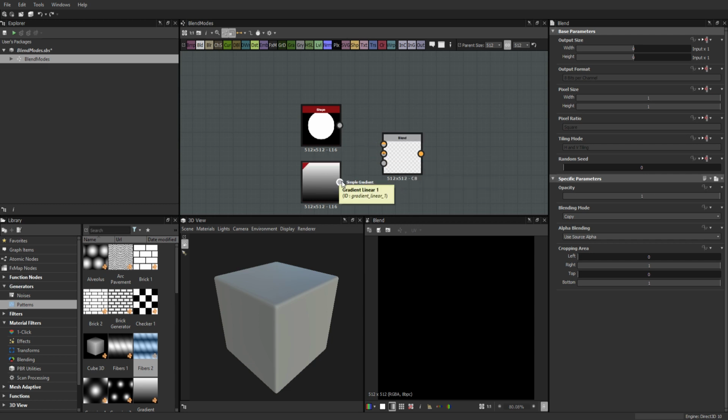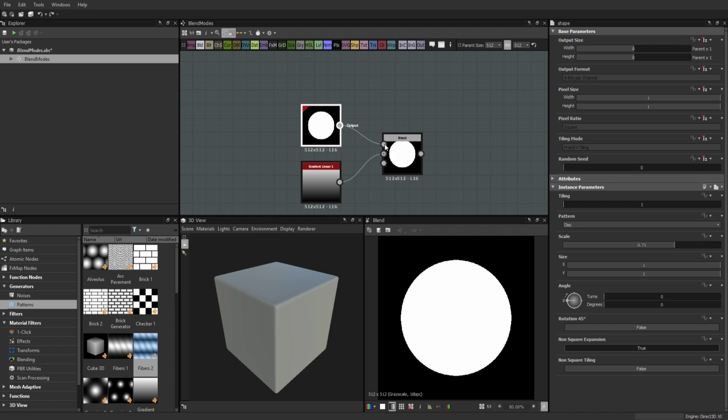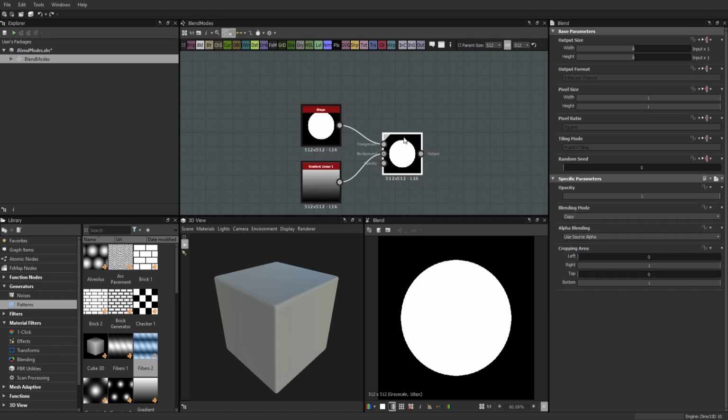But we're going to take our gradient linear and plug that into the background. And then we're going to add our bell here, or a disk, to the foreground. And what you're going to notice right away is that we can see only the disk. We don't see the linear gradient at all. If I double click on the blend node, we can see its properties right here. And specifically, what we're really interested in are these blending modes. And you might be asking, well, what are these?